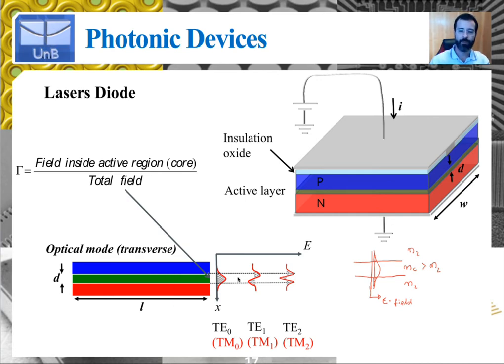So only the fraction of the field which is inside the core is going to contribute to gain. Effectively we're talking about this fraction of the field right here. Let's say it's 70%, so gamma in this case would be 0.7. So that's what gamma means, right? It's the fraction of the field that's effectively inside the core, and in our case inside the active region.